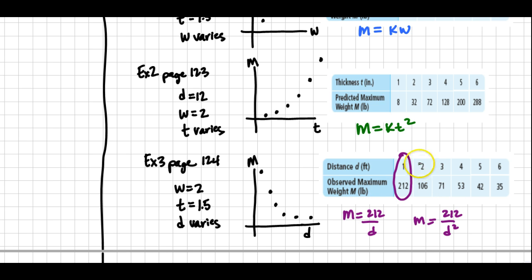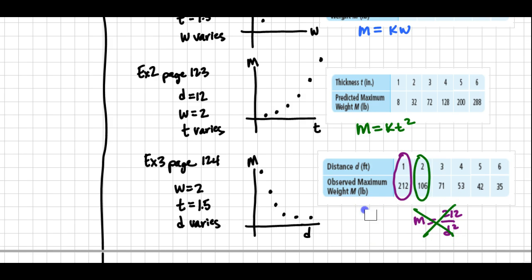So now we're going to go ahead and plug in the next coordinate and see which one gives us a true statement. So if we do a 2 for d and a 106 for m, it's pretty clear that the first equation is the one that's going to work. 212 divided by 2 is 106. So we know that it's inversely related, and it's not the inverse square.